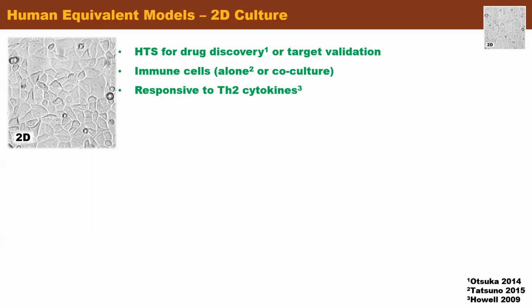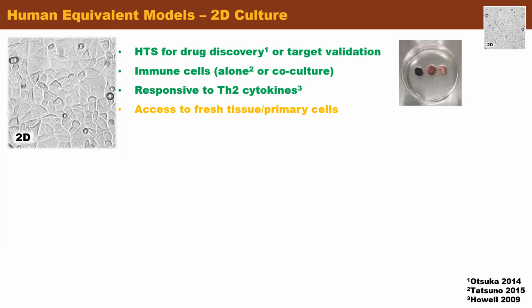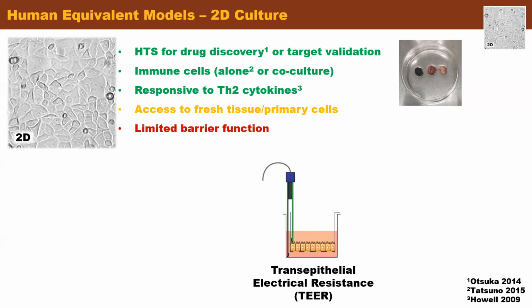Keratinocytes and other skin cells remain responsive to Th2 cytokines in 2D culture. A minor limitation of this and other human equivalent models is possible limited access to fresh tissue or primary cells. However, an increasing number of companies provide these cells, as well as many good collaborators. An inherent limitation of working in 2D culture is the limited barrier function.